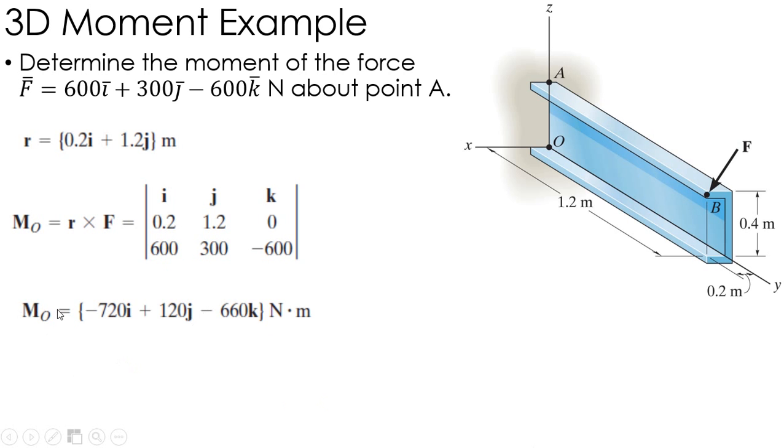And therefore the moment in the i direction is going to be negative 720, and again that's 1.2 times negative 600. In the j direction I get plus 120 because it's minus j of the 0.2 times 600, so negative negative gives me the positive. Again, minus the 0 times 600. Okay, and then the k will be the 0.2 times 300 minus 1.2 times 600 times the k, which will give me that very large negative 660.